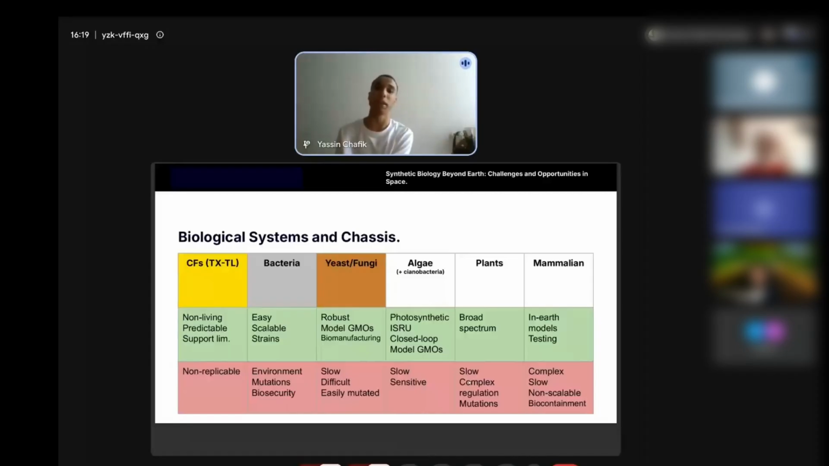You can test mammalian cells to understand what will happen to our cells in microgravity, vacuum, and prolonged periods of time. But the bad thing is that they are super complex, they're non-scalable because it's very difficult to duplicate cells from humans or from mammalian tissues in space because the mitosis rate drops by a lot, and you've got a lot of biocontainment issues.